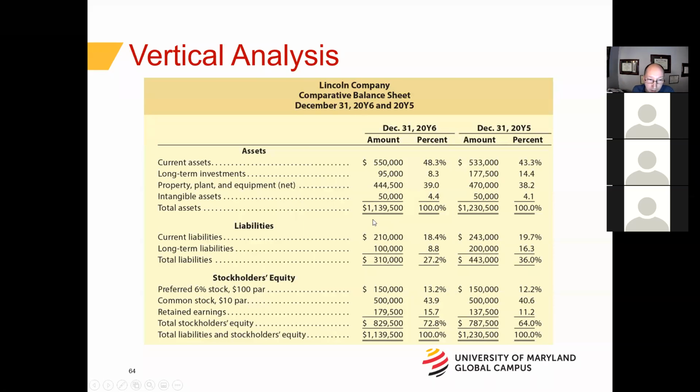You do the same exact procedure for liabilities and stockholders' equity. Current liabilities, 210,000 divided by 1.139 million equals 18.4%. So forth and so on. You do it for each line item. Now, here's the interesting thing. Just like the balance sheet, assets equals liabilities plus equity. We see that through vertical analysis, total assets, which is 100%, equals the total liabilities and equity, which is also 100%. That's how you know it's correct, when you have total assets and total liabilities and equity being the same.